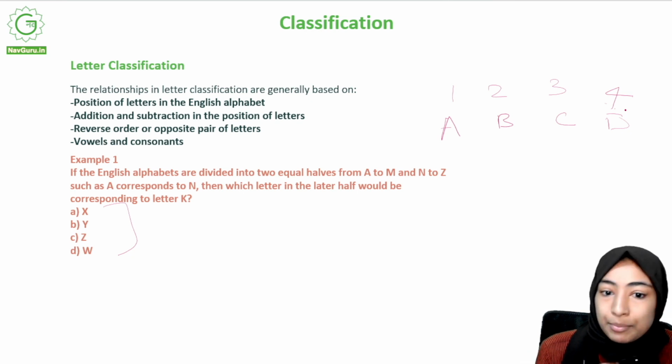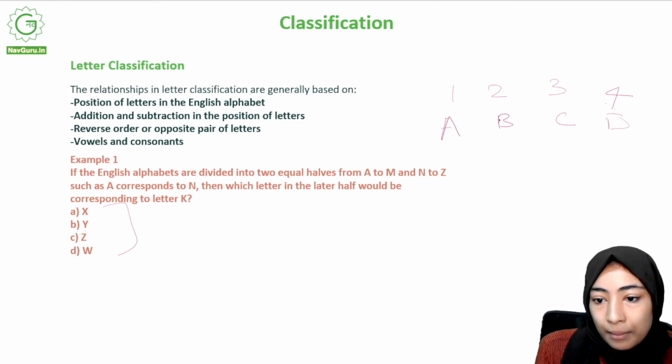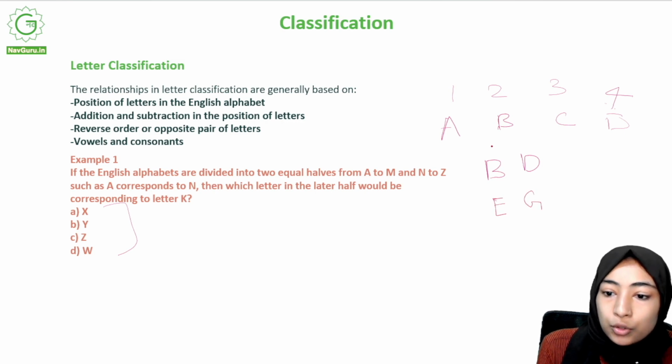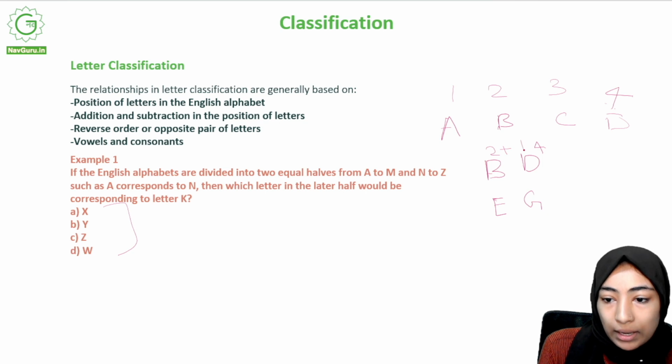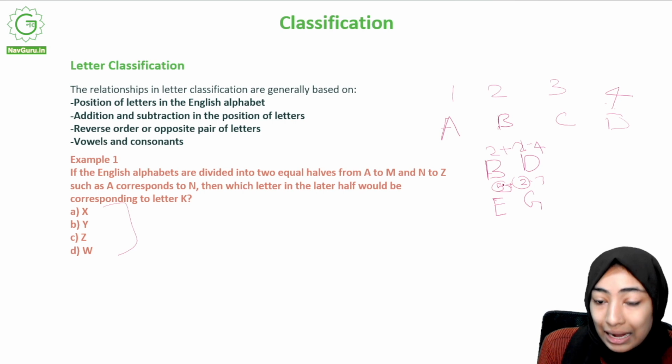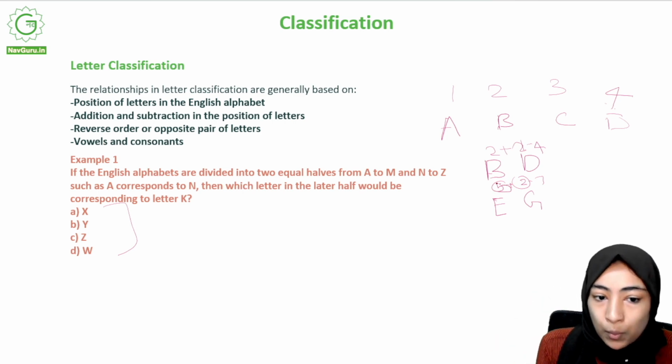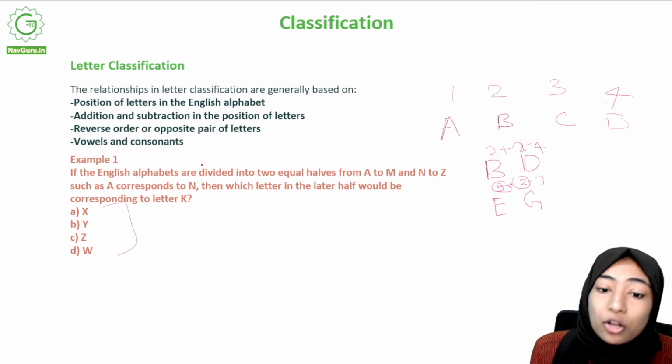Addition and subtraction in the position of letters also. So now what does that mean? For example, if you have B, D, E, G, so here the position of B is 2, the position of D is 4. So it's basically 2 plus 1, 2 plus 2, right? And then the same thing for E. The position of E is 5. The position of G is 7. So that's 5 plus 2. So you might need to add the positions. All of this will be clear once we do questions. It could also be reverse order or opposite pairs of letters.